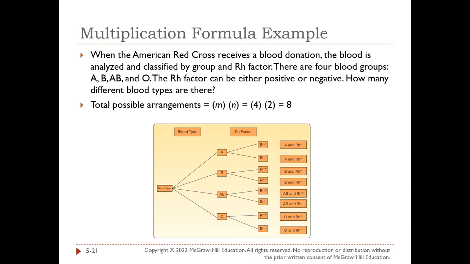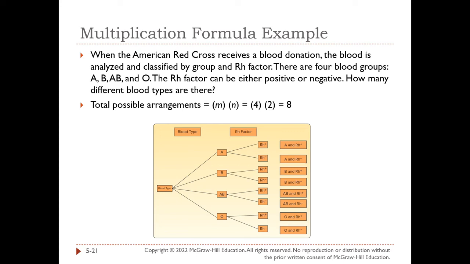But for our examples, we're going to try and keep them simple. Again, this is just a beginning stat course. Plus, it's mostly business. So, when the American Red Cross receives a blood donation, the blood is analyzed and classified by group and by an RH factor. There are 4 blood type groups: A, B, AB, and O. The RH factor can be either positive or negative.